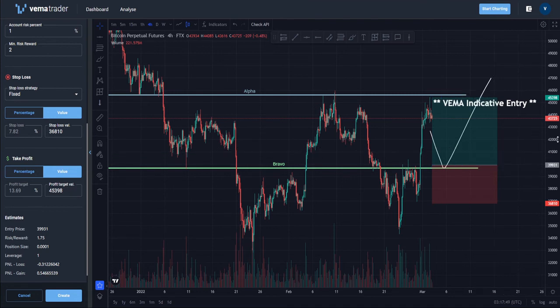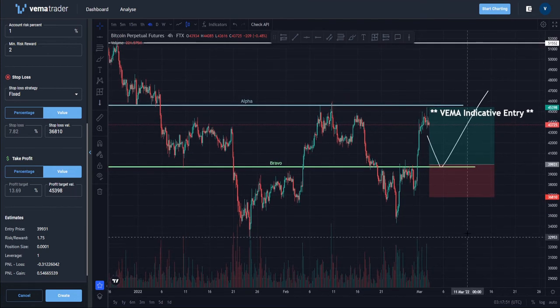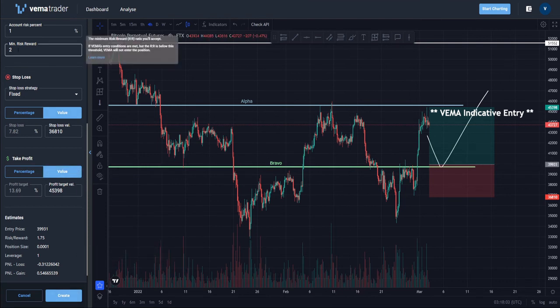That basically means that I can't take this trade, right? If my minimum risk to reward for non-confirmation trades like this is 2 to 1, then according to my trade plan, I can't take this trade. The beauty of this is I can set this trade up anyway. VEMA won't take it. VEMA will enforce my psychology and my rules for me.